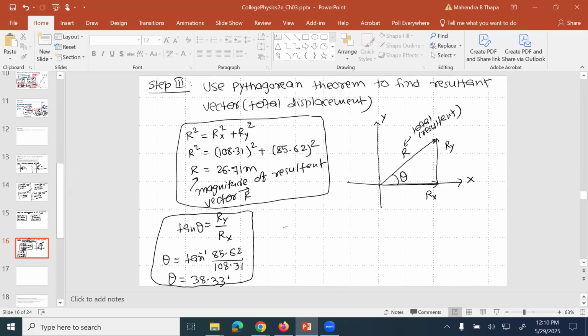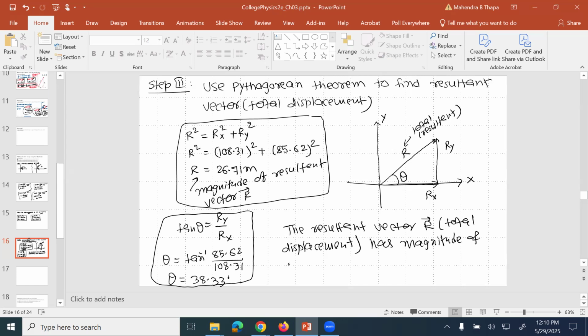Now we can write the resultant vector R. We also sometimes call it the total; in this case, this is the total displacement. The total displacement has a magnitude of 138.71 meters, and it makes an angle of 38.33 degrees with the x-axis. This completes the answer.